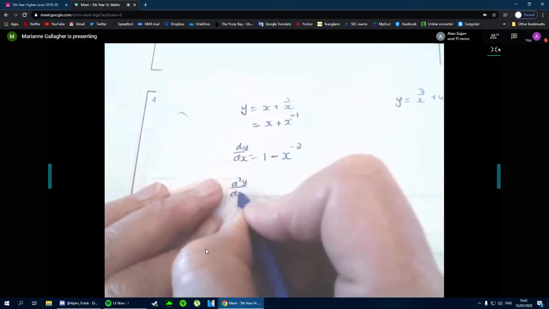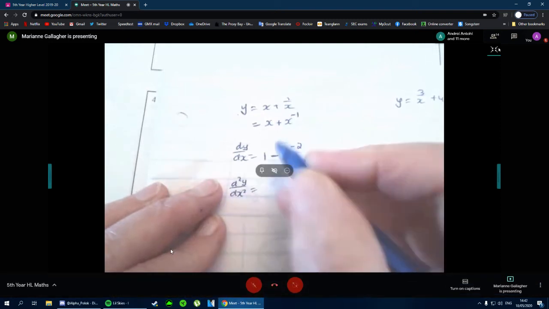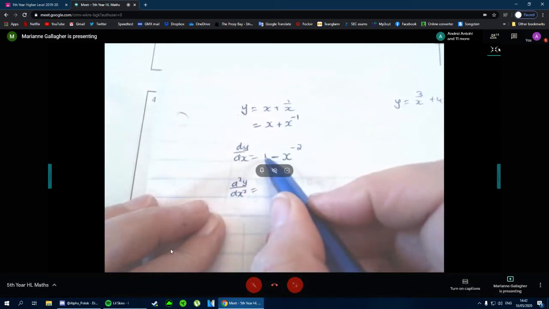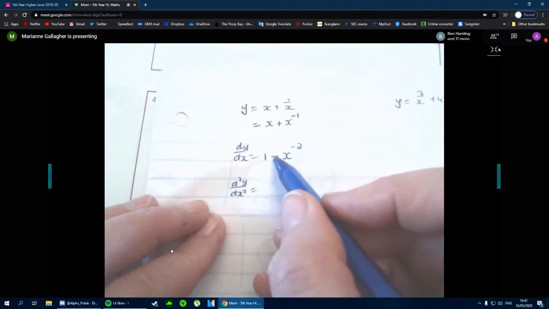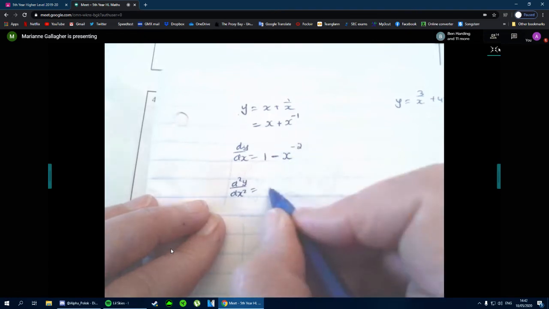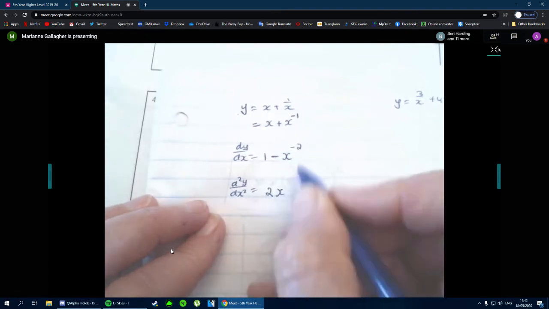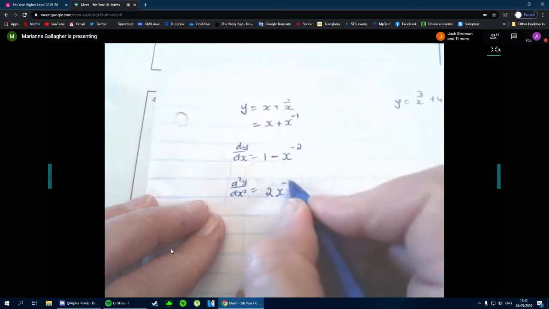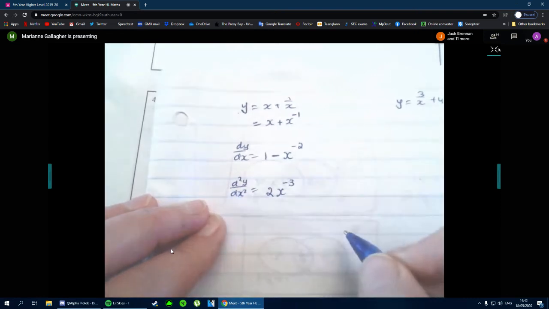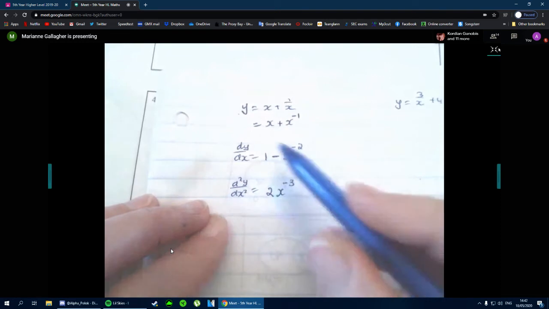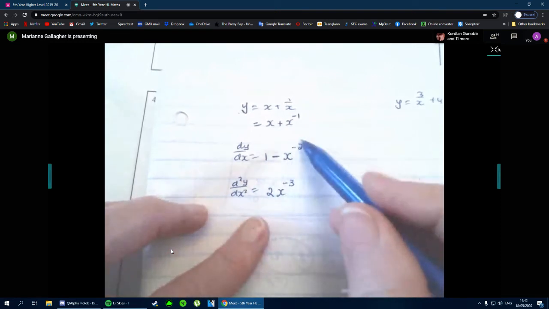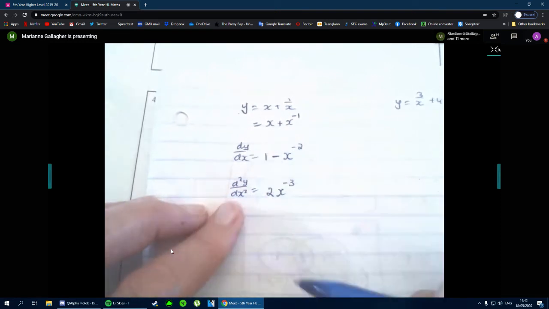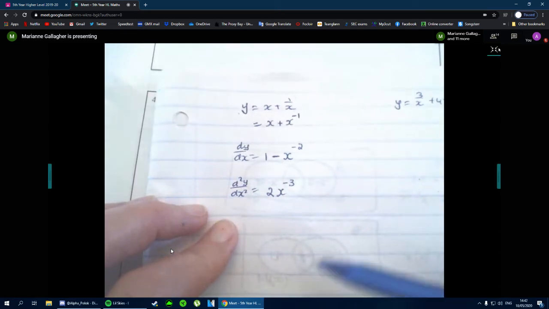d2y dx squared, you just differentiate this. So the 1 is a constant that disappears, bring down my power. I've got minus by minus 2 is plus 2, x, and I take away 1, the new power is negative 3, and that's just it. So you just differentiate it. Don't bother changing back roots or minuses or anything. Differentiate it again. Is that okay?